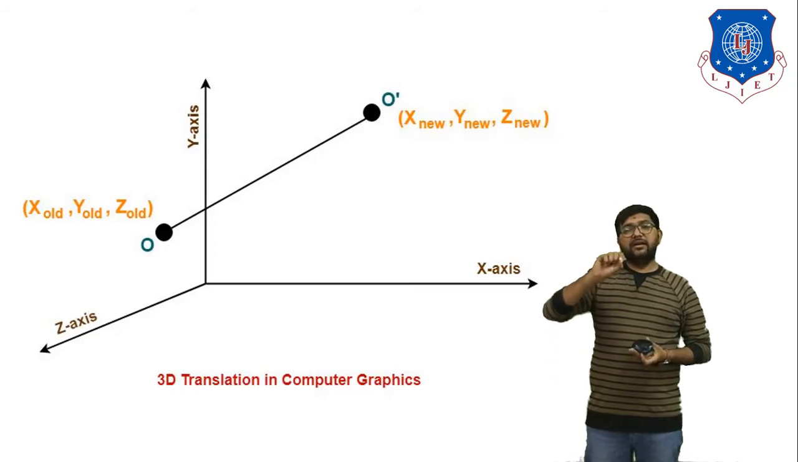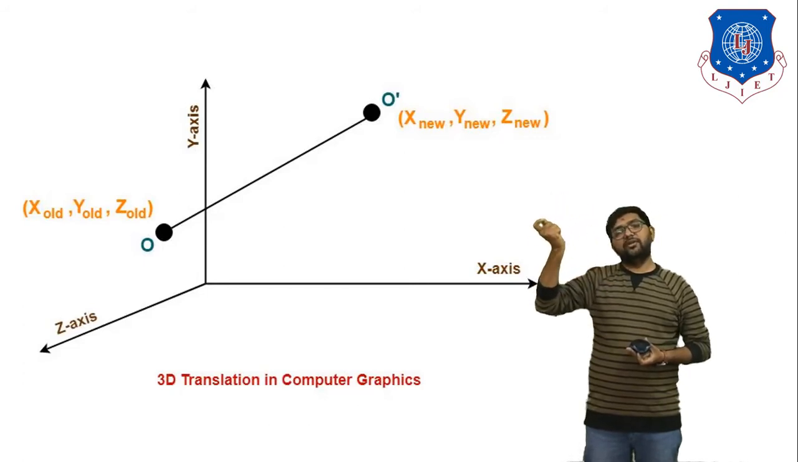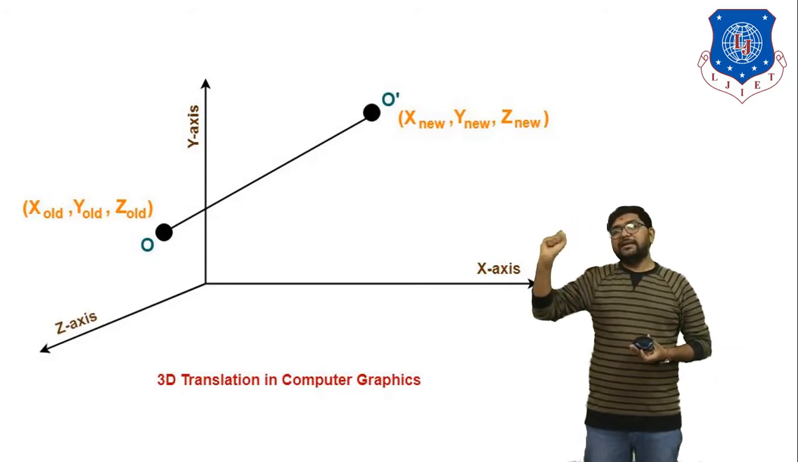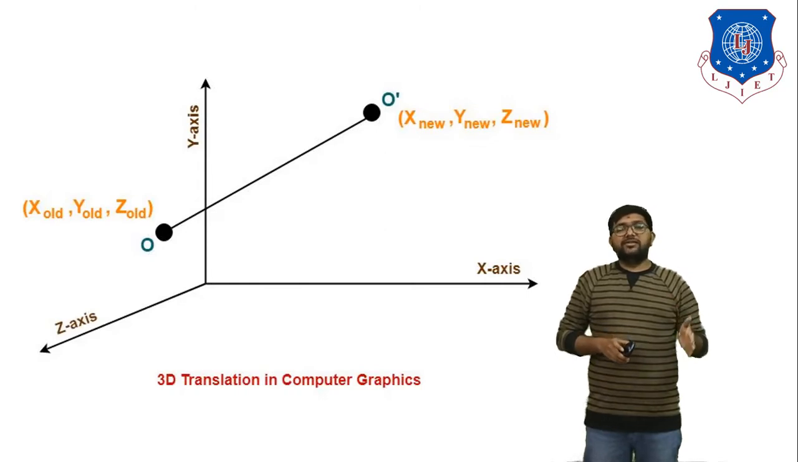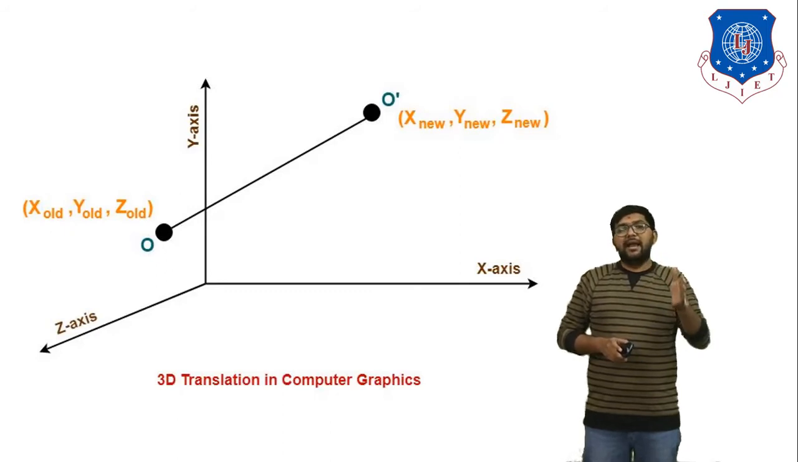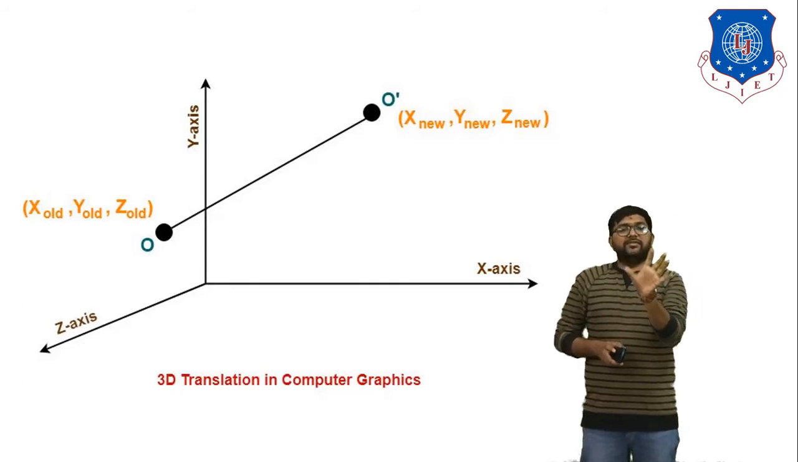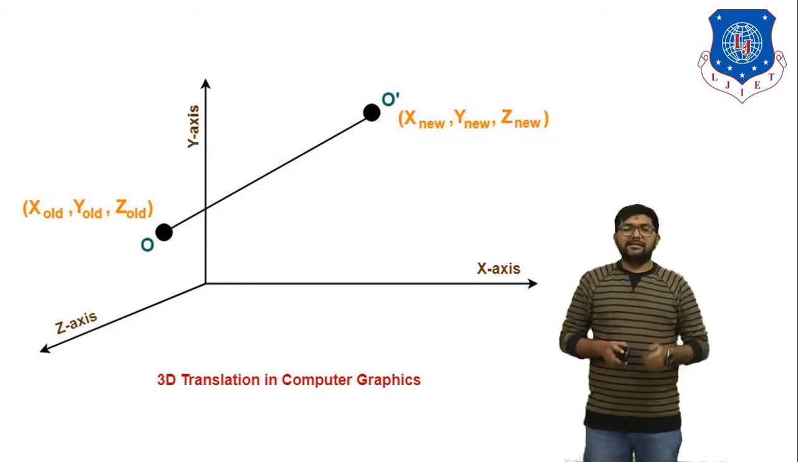And in this figure, after giving translation, point O moves to O dash. That is the new position, O dash, and the coordinates of the new position are x new, y new, and z new. Once we give translation in the x axis up to tx, in the y axis up to ty, and in the z axis up to tz, at that time point O moves to the new position, that is the O dash position. Okay, so in this figure you can understand this easily.